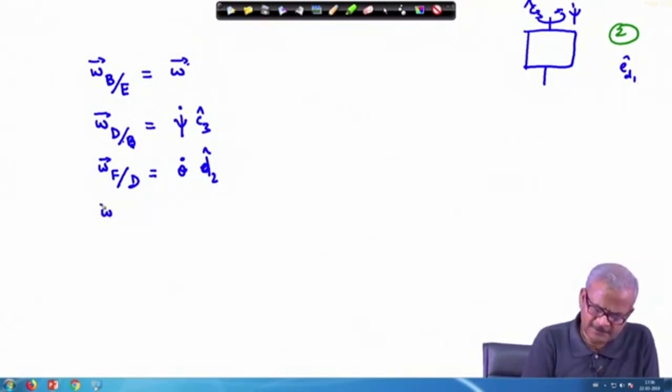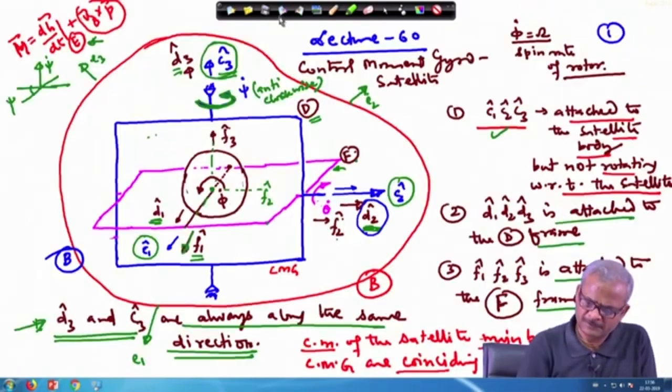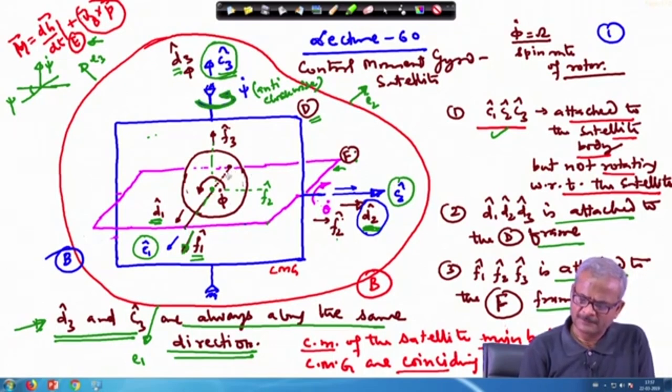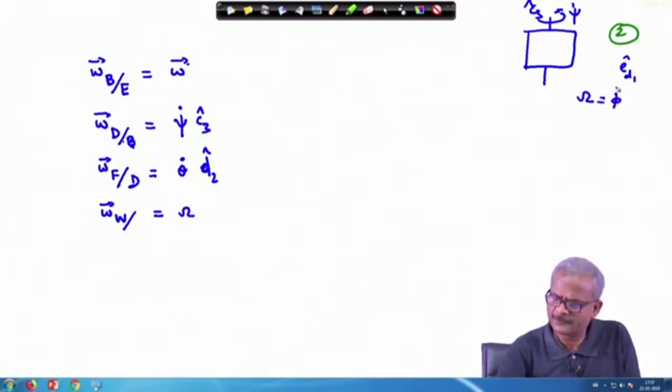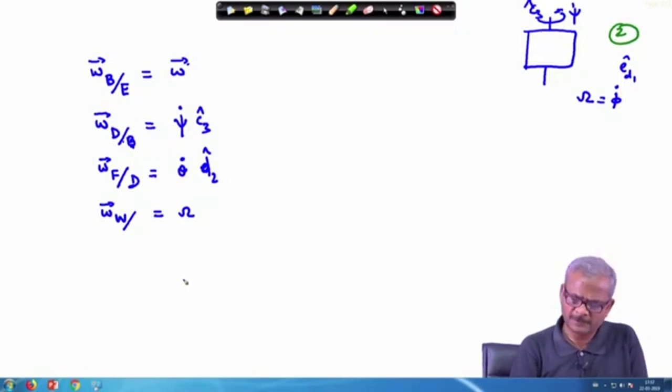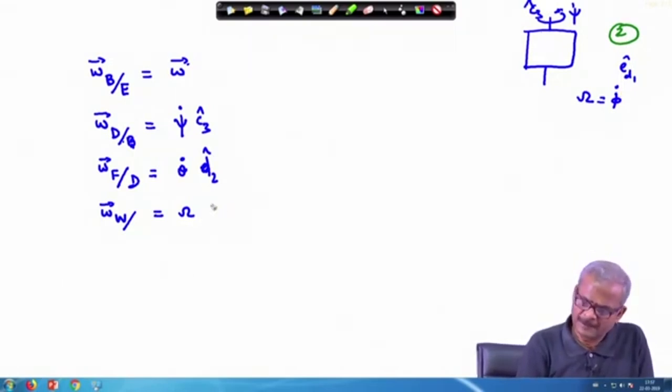So, this is easier to comprehend in this place. And thereafter, lastly we have the angular velocity of the wheel with respect to which frame? This is rotating with respect to the f frame. Okay. The axle of the wheel is attached to the f frame. Therefore, we can write this as capital omega, which we have written for phi dot, the spin rate of the wheel. So, capital omega times f 1 cap.